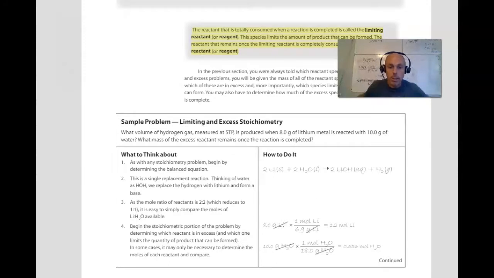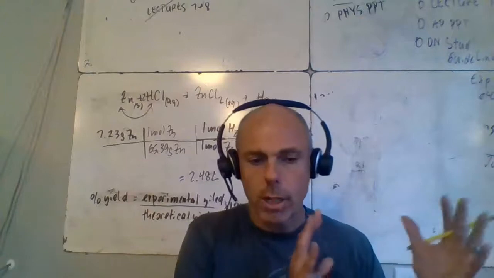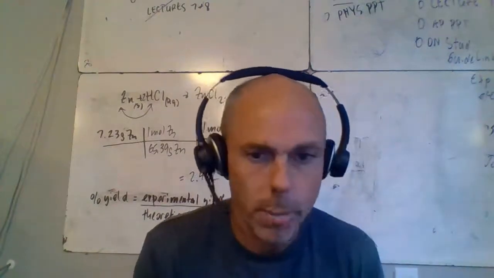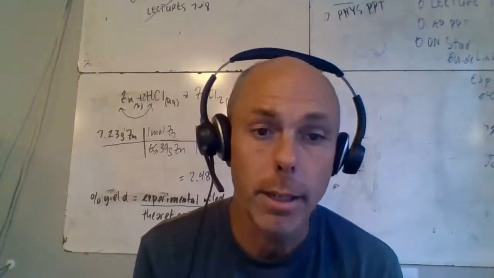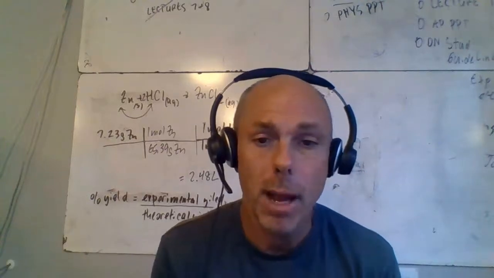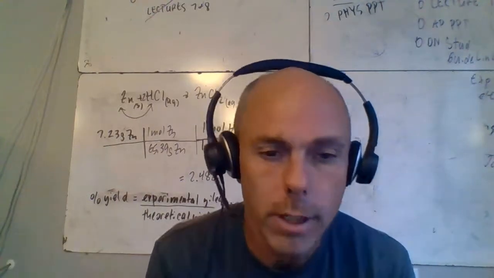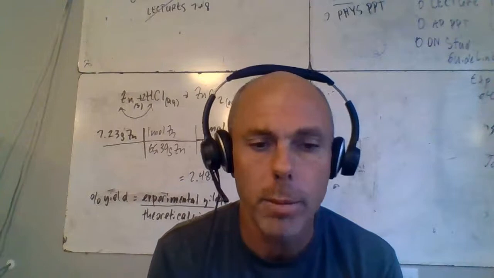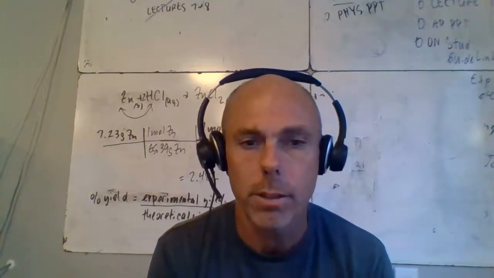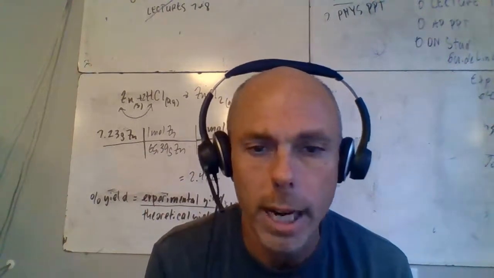Now it tells us this is a limiting and excess stoichiometry problem, but if it hadn't told us that and you were just confronting this in a more typical situation, you would know it's limiting or excess if the amounts of 2 or more reactants are given to you. Again, how you'll know if a problem is a limiting or an excess reactant problem is if there's the amounts of 2 or more reactants given to you.